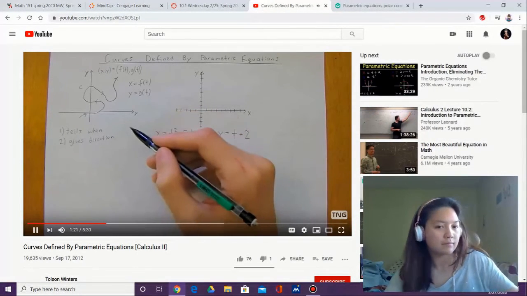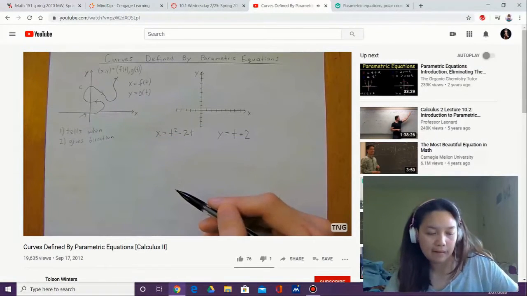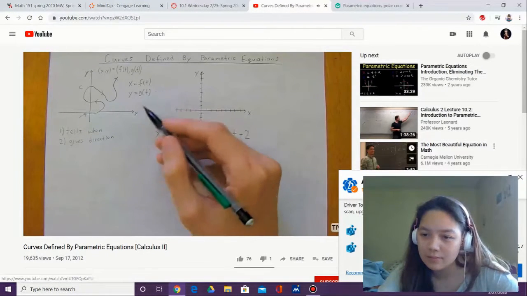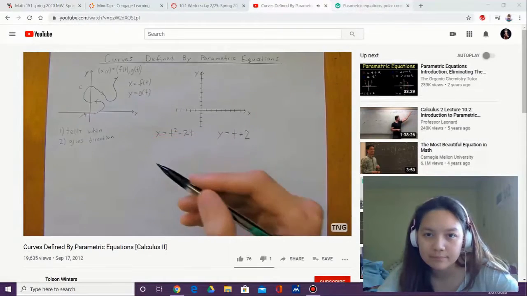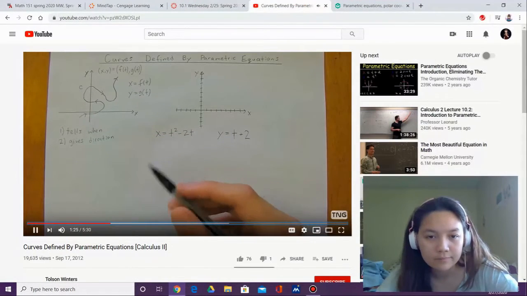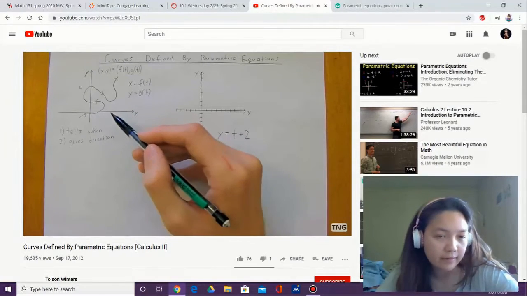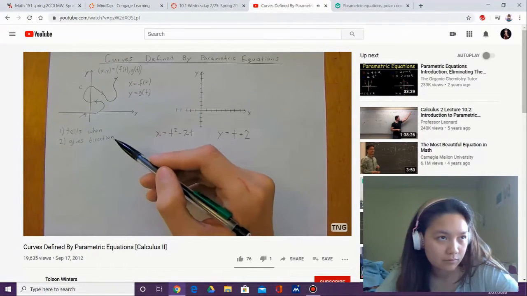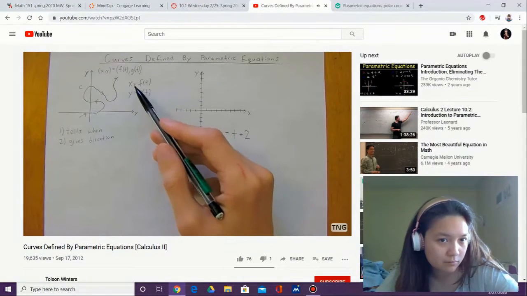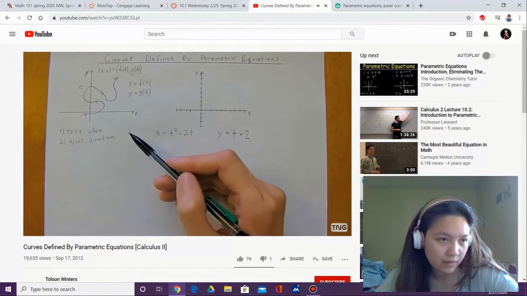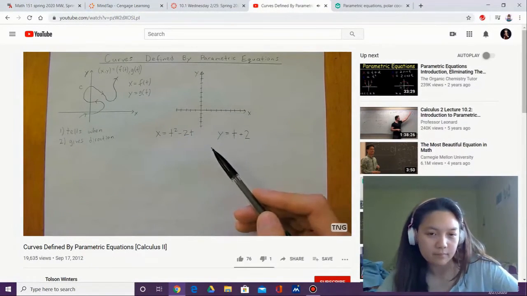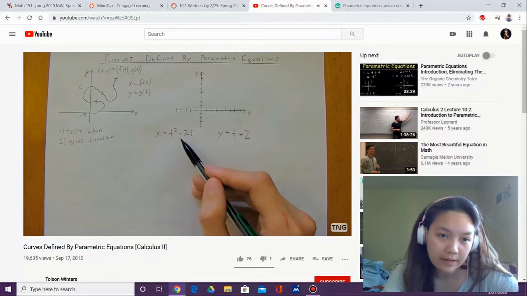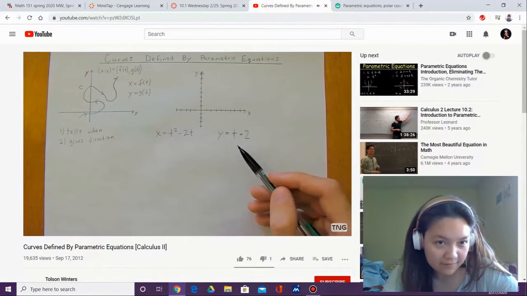We simply use these equations to describe it. At each value of t, this determines a point on the xy curve, and we can plot this using the coordinate plane. As t varies, x and y vary as well, so the point we get will vary. We'll start with a simple example here: x is equal to the function t squared minus 2t, and y is equal to the function t plus 2.